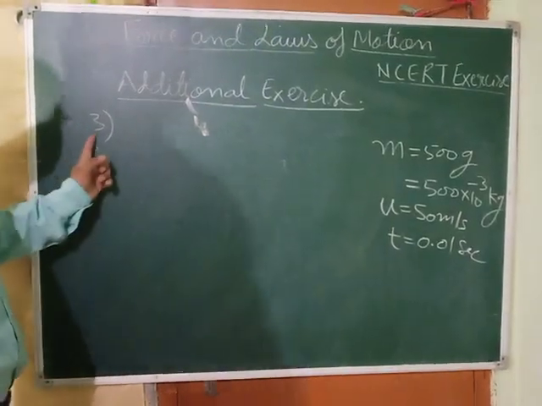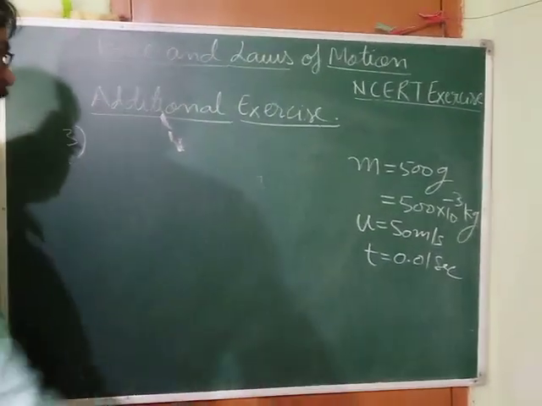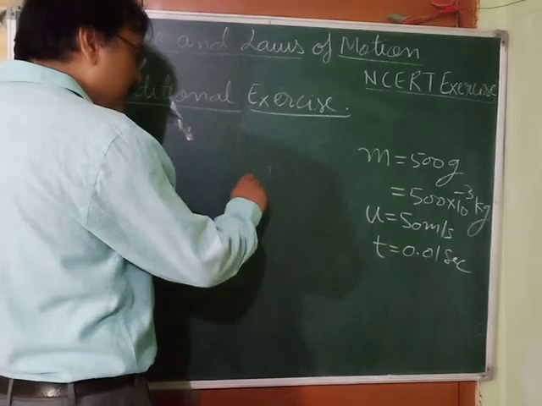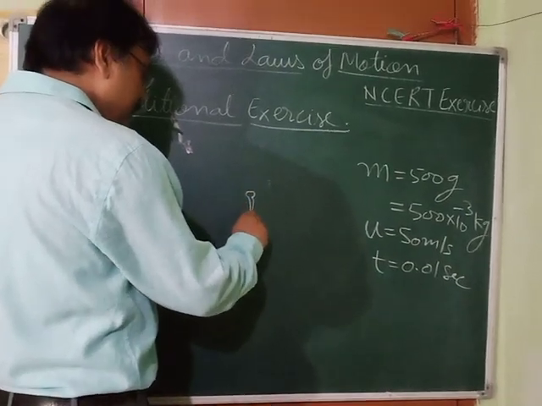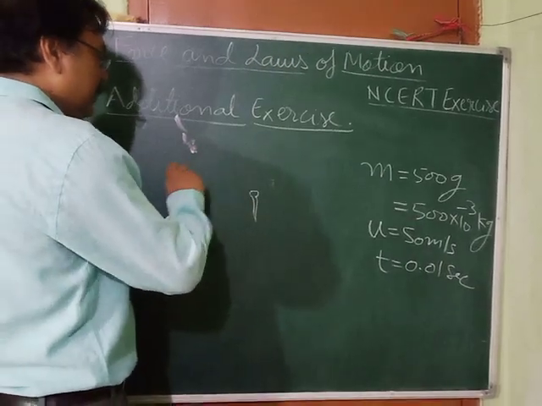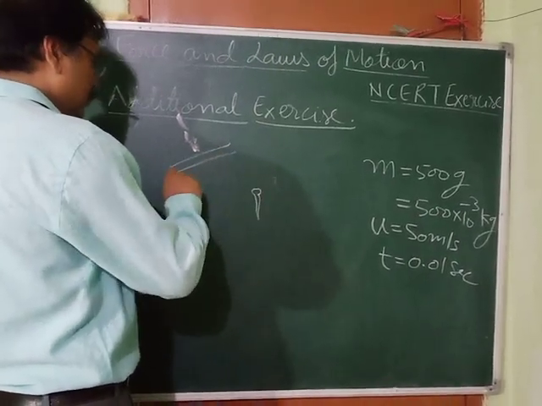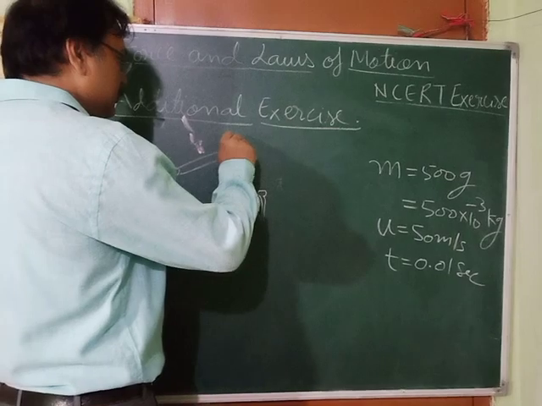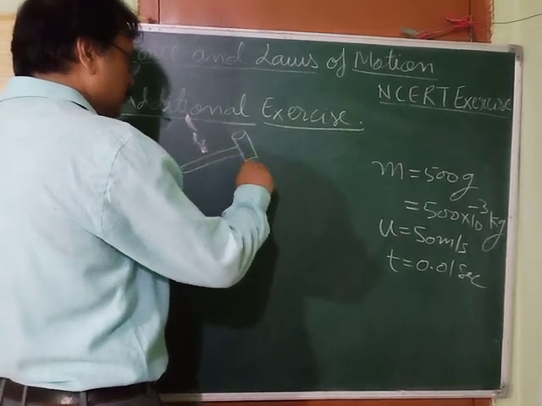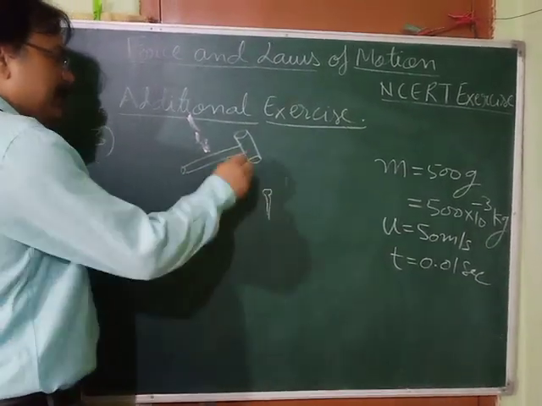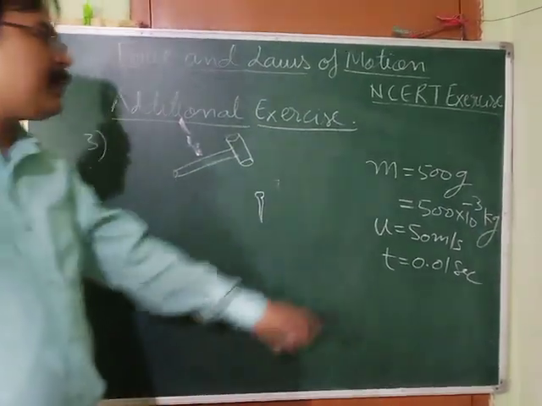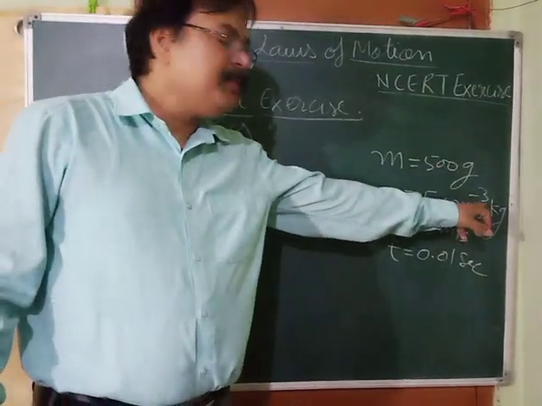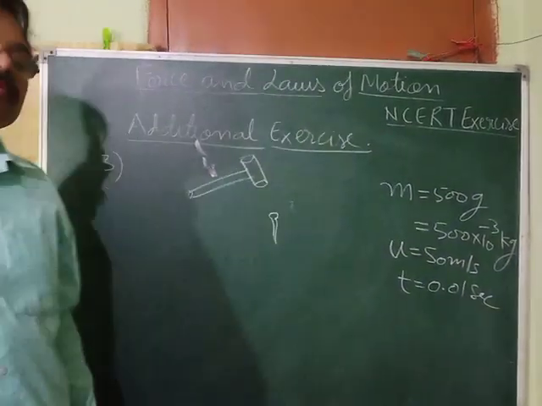See, in this third question of additional exercise, what is there? Actually, there is a nail. Nail, you know very well. Its nail is somewhat like this. There is a nail, and there is a hammer. Mass of the hammer is how much? It is 500 gram. We can convert into kg. We have to multiply how much? 10 raised to the power minus 3. So we can get into kg.